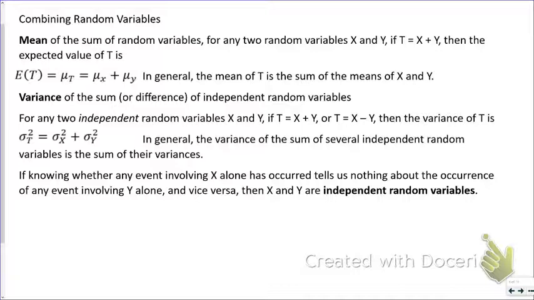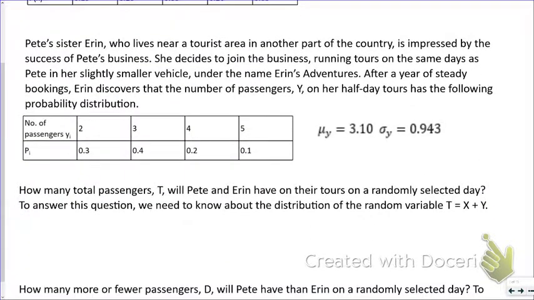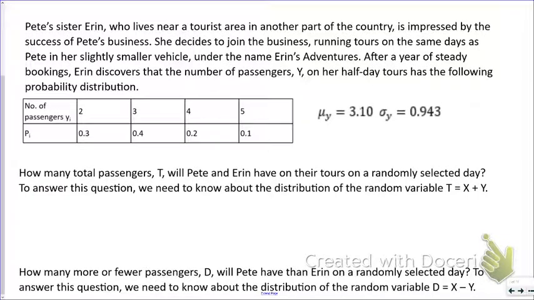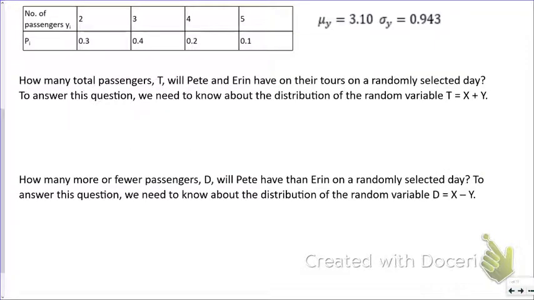All right, so Pete has a sister. We looked at Pete's Jeep tours on Wednesday and Thursday last week, and we found that mean and that standard deviation. Well, he has a sister named Erin who has this distribution, and we saved a little bit of work, and there's the mean and standard deviation. You could do it by hand if you want. We need to find the mean of their total passengers.